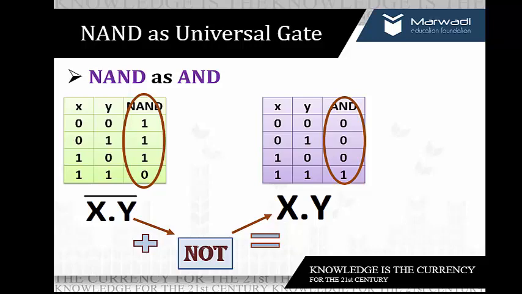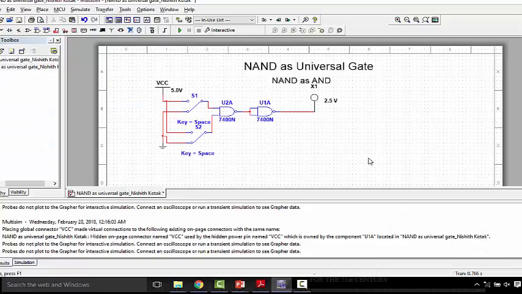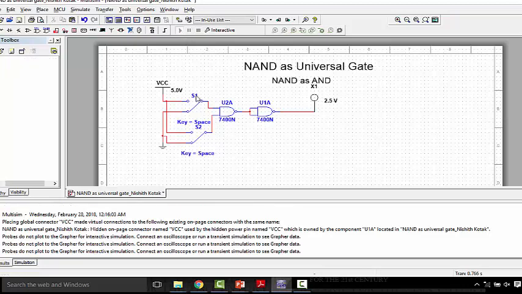We would be looking at and executing the same connections in Multisim. This is the connection corresponding to AND gate. Here the output of NAND gate has been connected with NOT gate and the probe will indicate the final output. I am running the circuit.